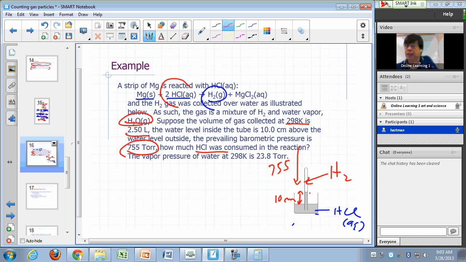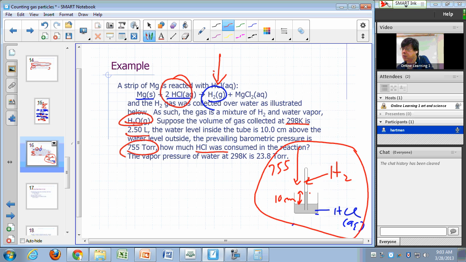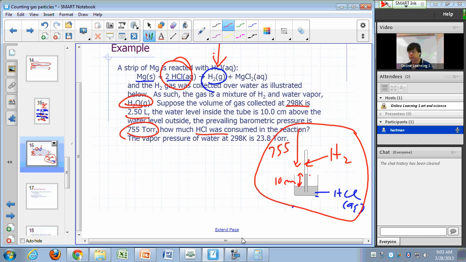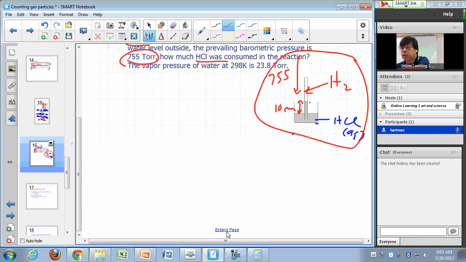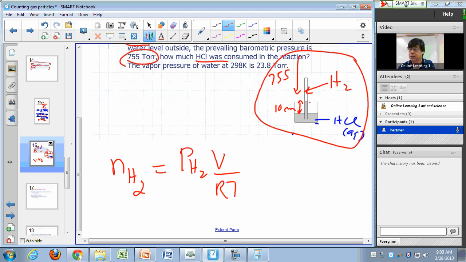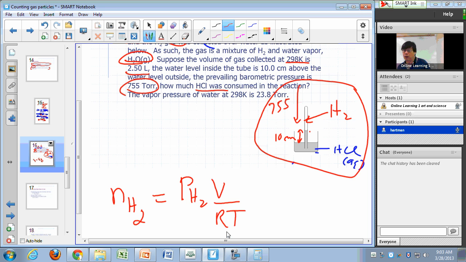To figure out how much HCl is consumed, you have to first figure out how much H2 was produced, because all the information given here will allow you to figure out moles of H2. So let's figure out how many moles of H2 we made. Moles of H2 is equal to the partial pressure of H2 times volume over RT. Do I know the volume? Yes, it's 2.50 liters. I know what R is, right? What's the value for R?